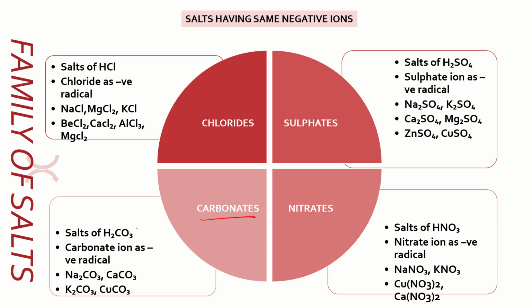Carbonates. Salts of carbonic acid, with the carbonate ion as a negative radical, the CO3 2 minus ion. Examples are sodium carbonate, calcium carbonate, potassium carbonate and copper carbonate. These salts have the common anion, the common negative ion, that is the carbonate ion. That is why they belong to the family of carbonate salts.